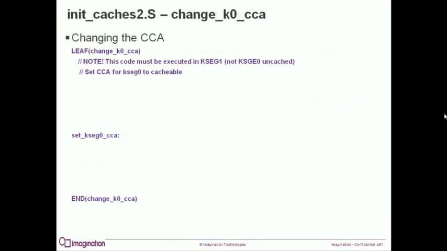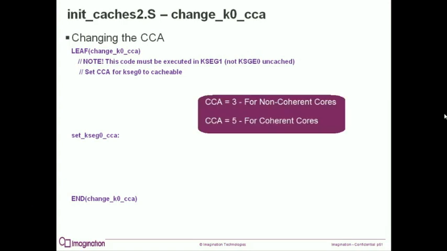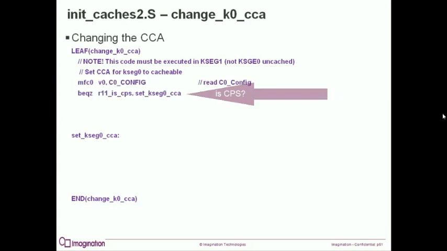The changing of the K0 CCA function is a function common to all MIPS cores, so there is a little runtime decision to be made to set the correct CCA. The code uses a cache write-back CCA of 3 for non-coherent cores and a cache coherent write-back CCA of 5 for coherent cores. To do this, it simply checks to see if the R11 is CPS register is not set. If it is not set, it stores the non-coherent CCA to V1 in the branch delay slot and branches to the setting of the config register code.